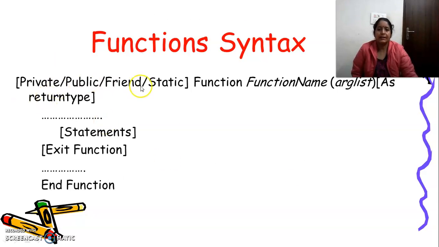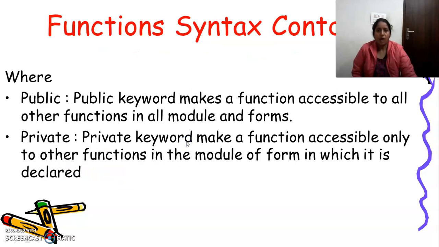As you see on the screen, the syntax is very much similar to the procedure syntax with one difference, the return type. Let's see. Private, public, friend, static, these are the visibility modes. Function is the keyword. In the subroutine syntax, the sub keyword is used, but in the function syntax, we use the keyword function. After that, the name of the function, argument list, and after that the as keyword and return type, statements, exit function, and end function. Now we discuss in detail the syntax of the function.